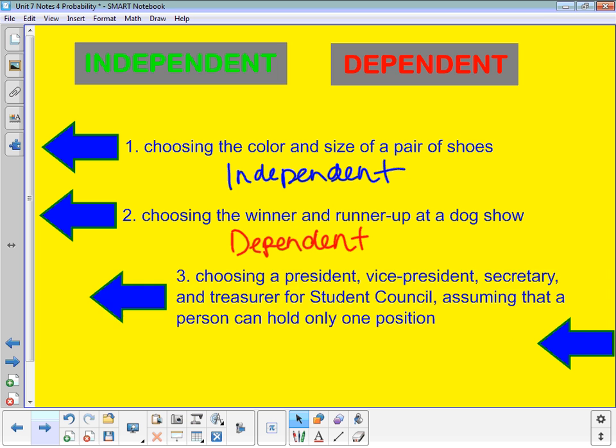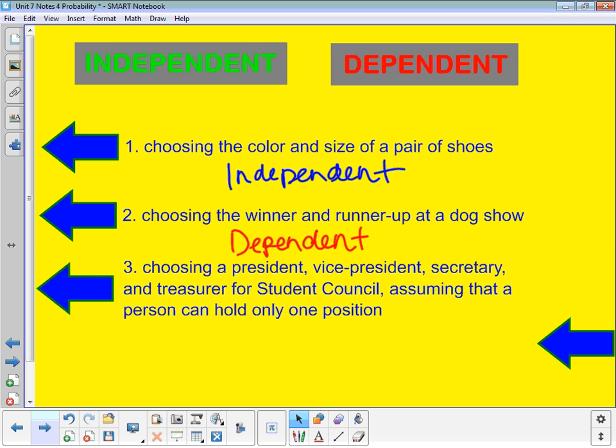In number 3, choosing a president, vice president, secretary, and treasurer for student council, assuming that everyone can only have one job. Again, I have a group of people. I'm going to pick the president. Once I pick the president, now my group of people that are left has changed because there's one less person. Then I'm going to pick the vice president. Then it's going to change again. Then I'm going to pick the secretary, changes again. So one event is affecting the other. This is also dependent.